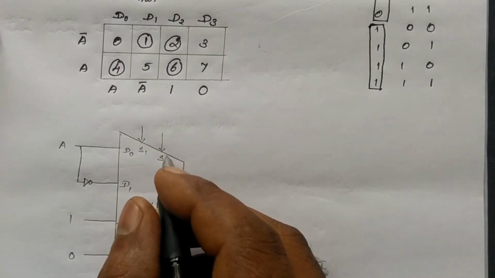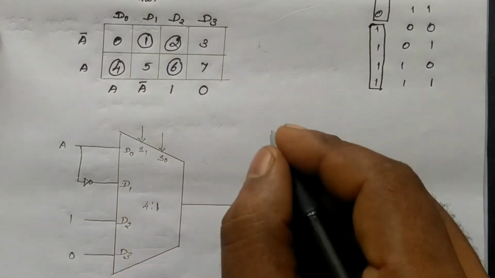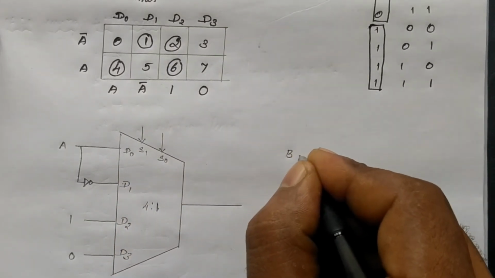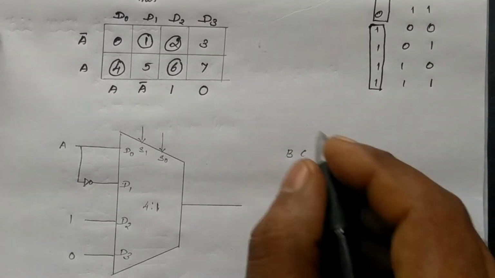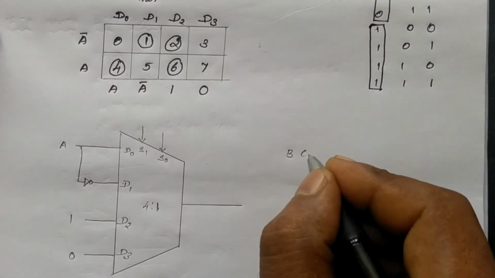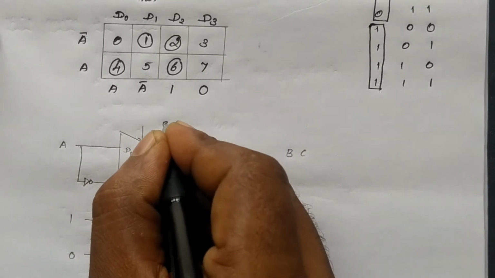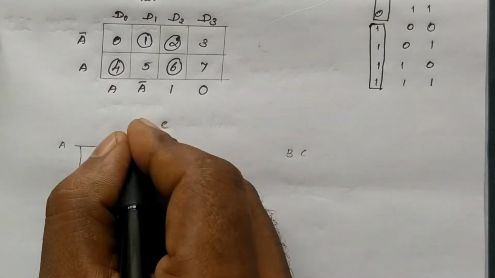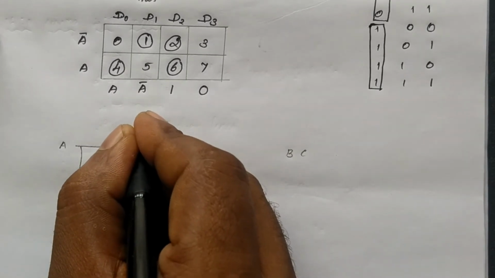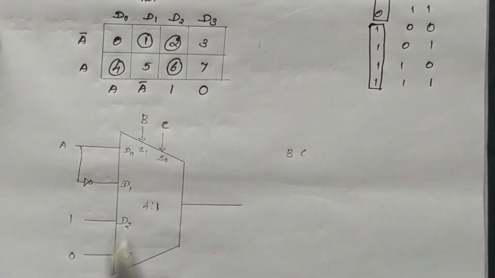Now we need to check the selection lines. Here B and C are considered as selection lines. C is the least significant, which is connected to S0, and B is the most significant, which is connected to S1.